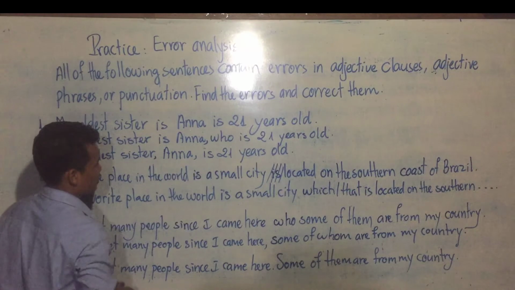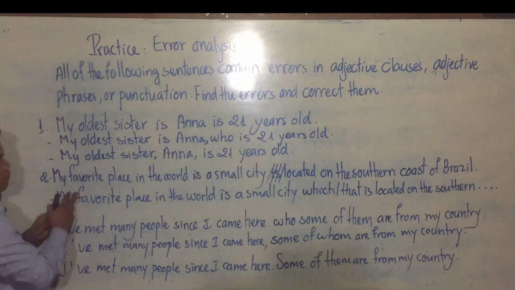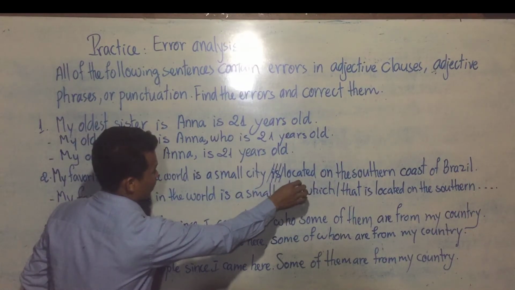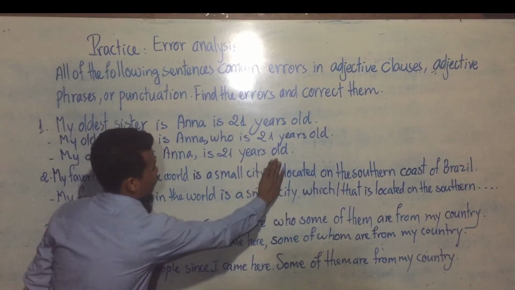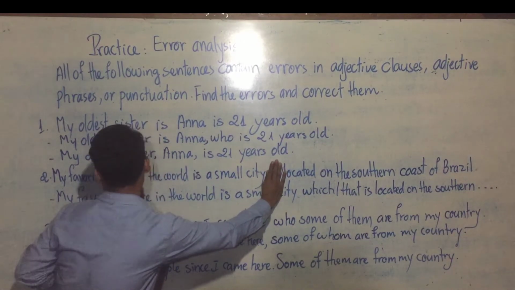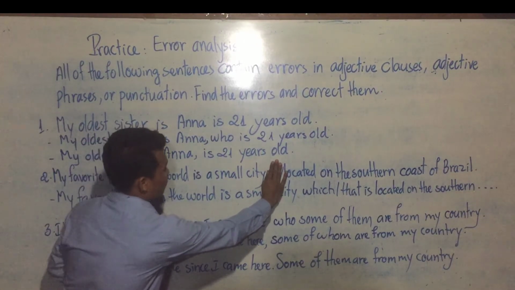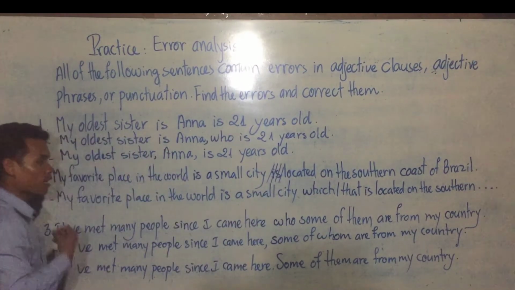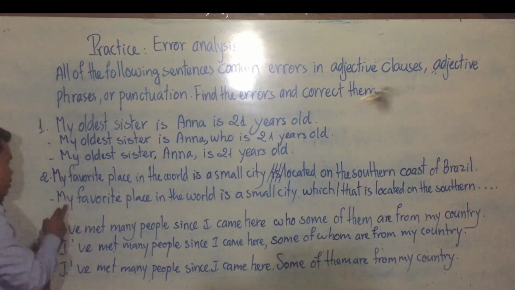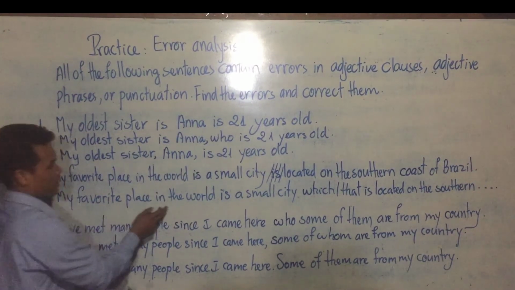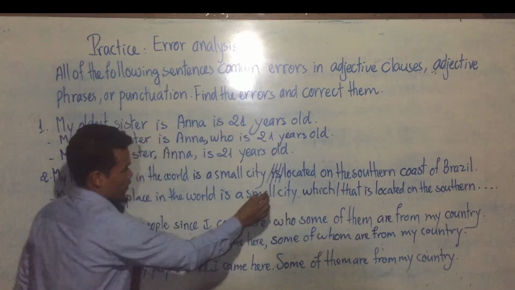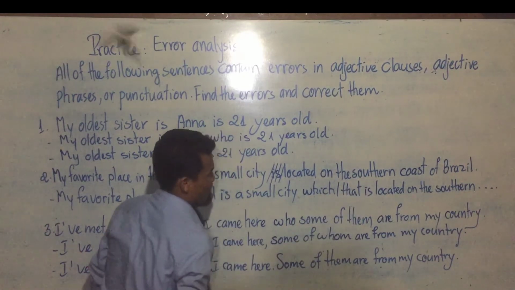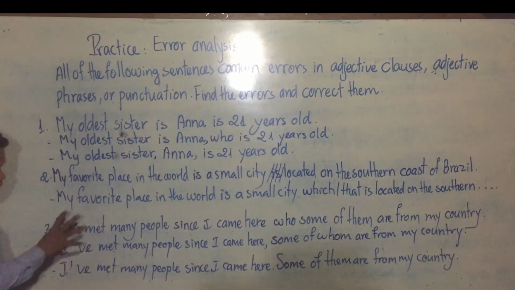It's 21 years old. Number 2, my favorite place in the world is a small city. It's located on the southern coast of Brazil. In order to correct the error here, we only delete it. Everything is okay. So we can write my favorite place in the world is a small city located on the southern coast of Brazil. And if you really want to write an adjective clause, we can use the second one. My favorite place in the world is a small city which or that is located on the southern coast of Brazil.